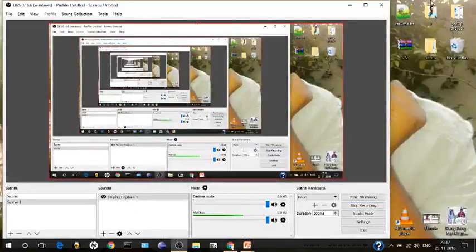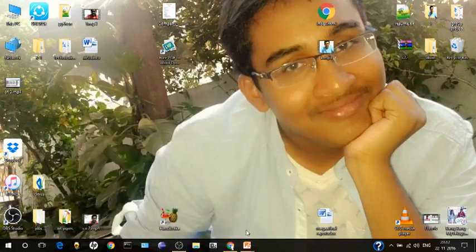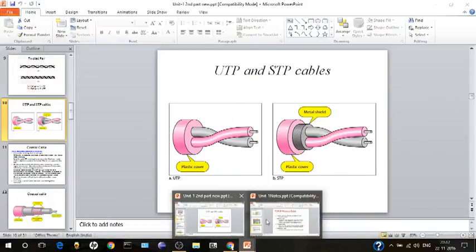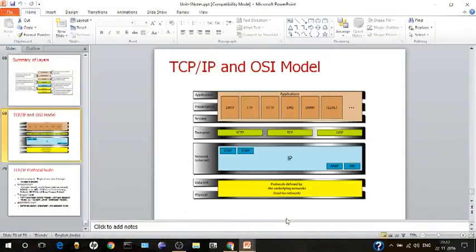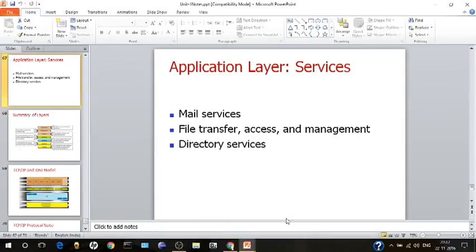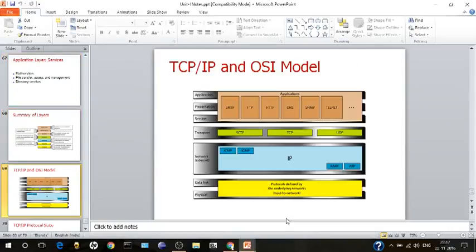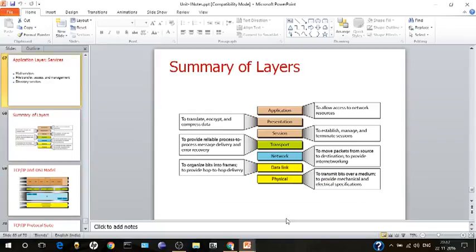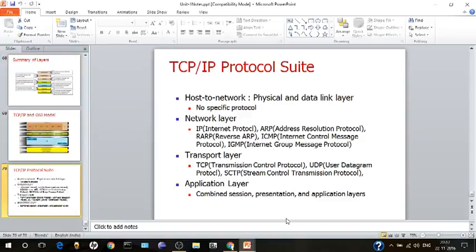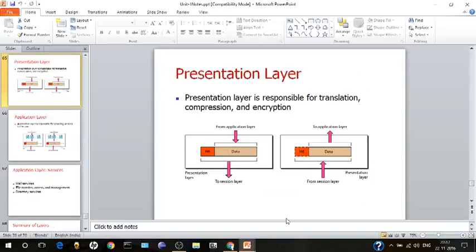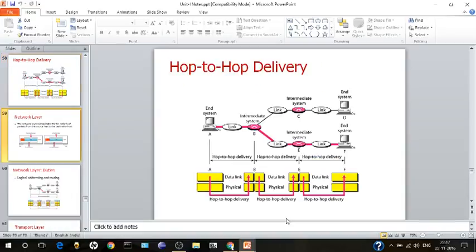So let's have a look at our PPT first. This is the unit 1 PPT. In my previous video I have already explained the OSI model. In this video let's talk about the TCP/IP model and the differences between them. The TCP/IP model looks like this. It's similar, but you can observe the differences between the OSI and TCP/IP very easily.